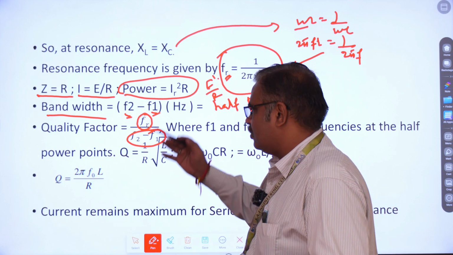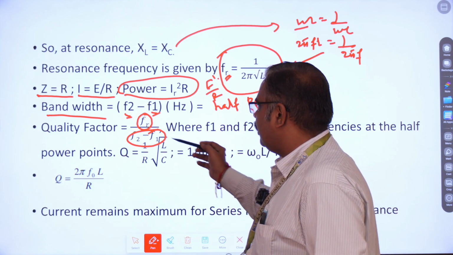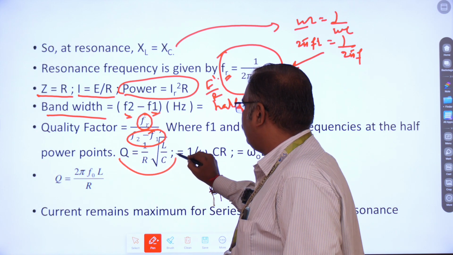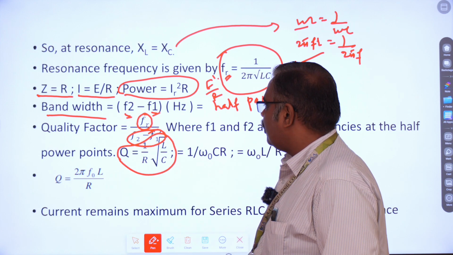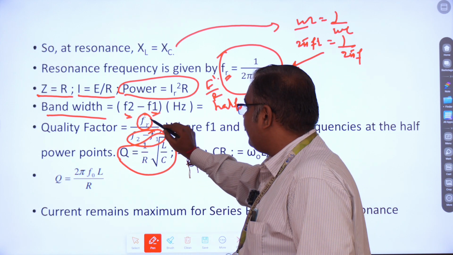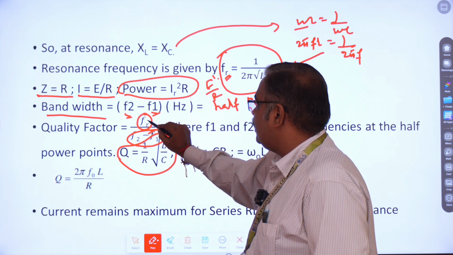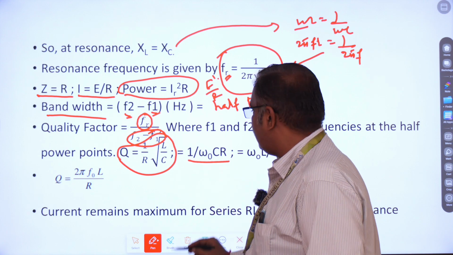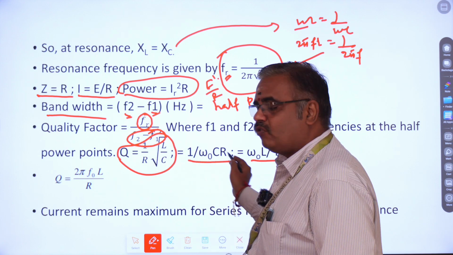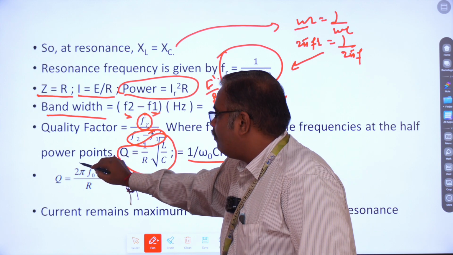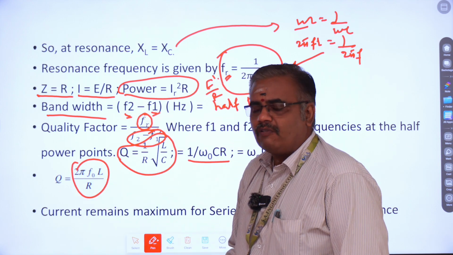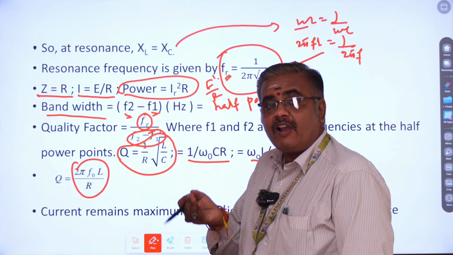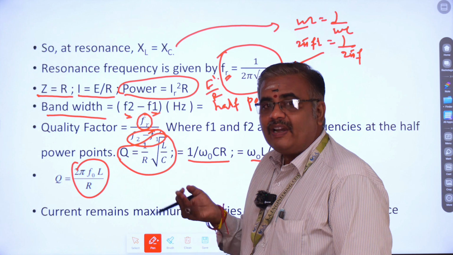Apart from this, we'll come back to the quality factor again. The quality factor can also be obtained by using this formula: Q is equal to 1 by R root of L by C. This has been obtained by substituting the value of FR equal to 1 by 2 pi root LC in this formula. And of course, the same Q value can be obtained by 1 divided by omega naught CR, and omega naught L by R. So you got three different formulas, and apart from that, 2 pi F naught L by R is another formula. So you can use either of the formulas depending upon the given parameters to calculate the quality factor. The quality factor will decide the circuit's performance, the quality of the circuit.